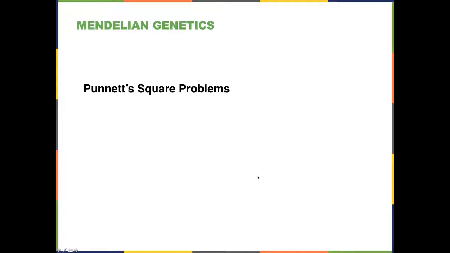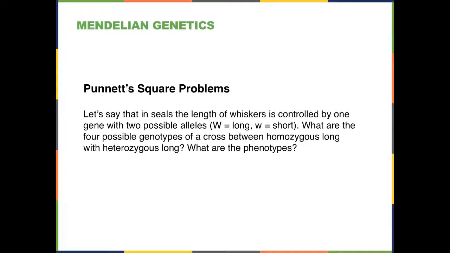So with that, let's take a look at some problems. And I will use a notepad here to show you how to work these problems. Let's read the first problem. Let's say that in seals, the length of whiskers is controlled by a single gene with two possible alleles. Now I've gone ahead and decided to label these for you. Capital W represents long and little w represents short.